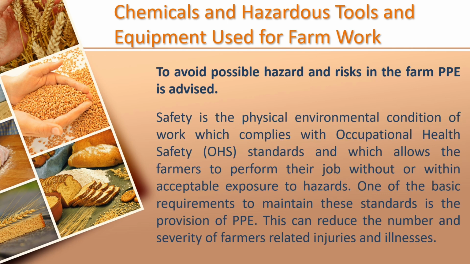Safety is the physical environmental condition of work which complies with Occupational Health and Safety (OHS) standards and which allows the farmers to perform their job without, or within acceptable exposure to, hazards. One of the basic requirements to maintain these standards is the provision of PPE. This can reduce the number and severity of farmer-related injuries and illnesses.